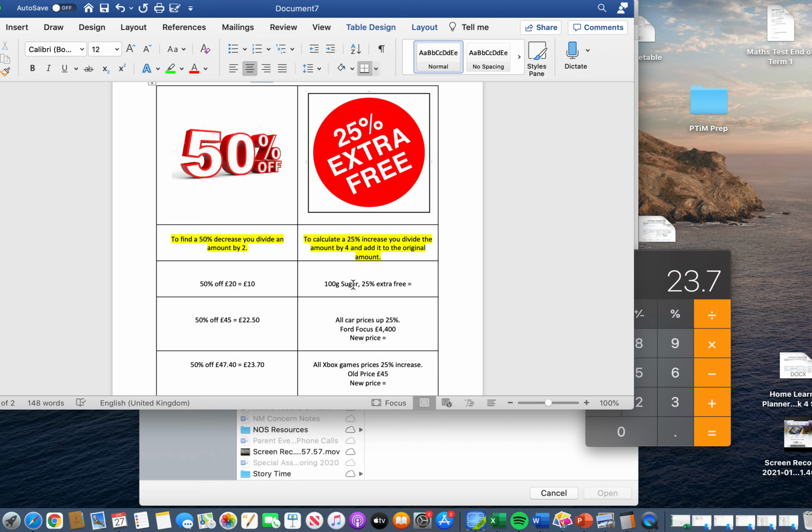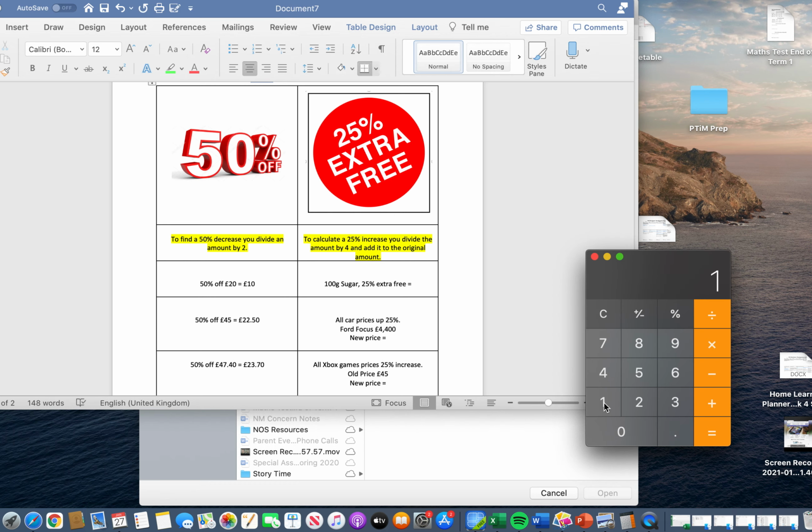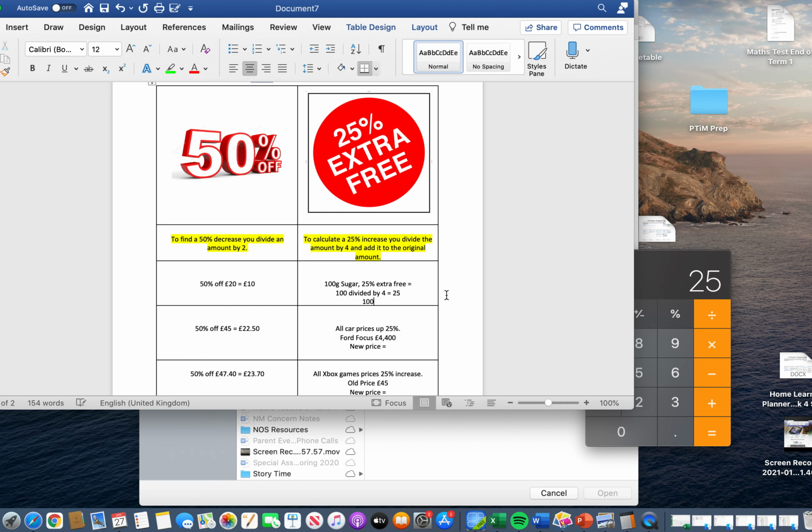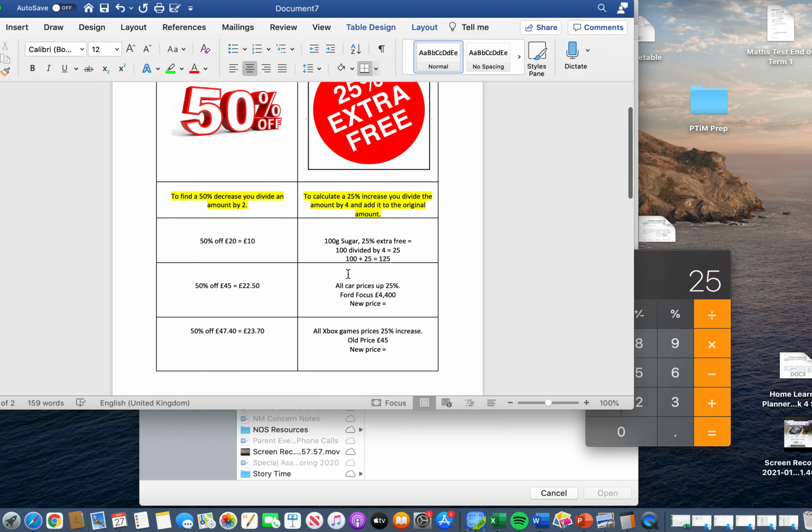So 100 grams of sugar, 25% extra free. If you've got 100 grams of sugar, first step, because these are 2 steps now, divide by 4 equals 25. So your first step, 100 divided by 4 equals 25. 1/4 of 100 is 25. And then the second step says add it to the original amount. My original amount was 100 grams. So it's 100 grams plus 25 grams. Very straightforward. You end up with 125 grams because you're getting 25% extra free.